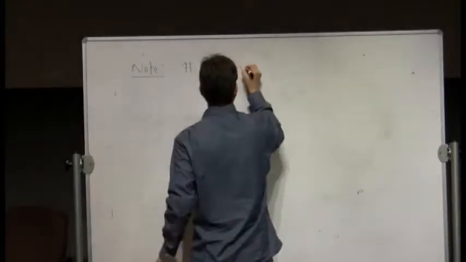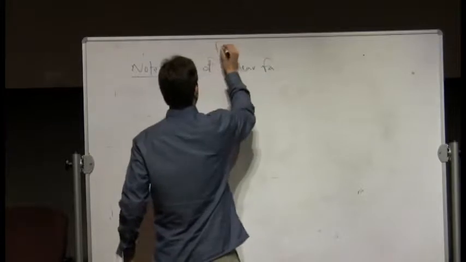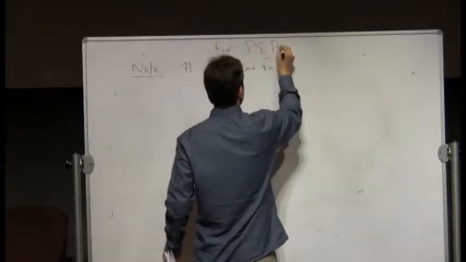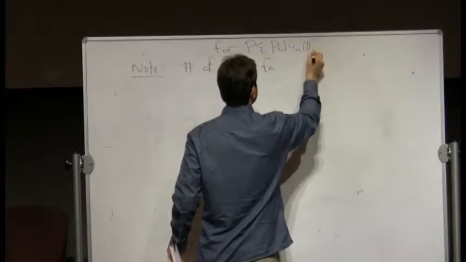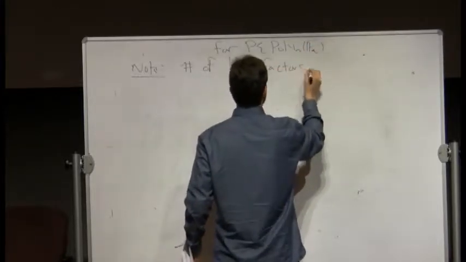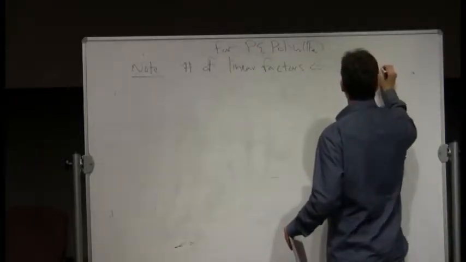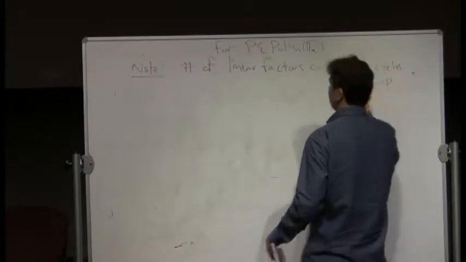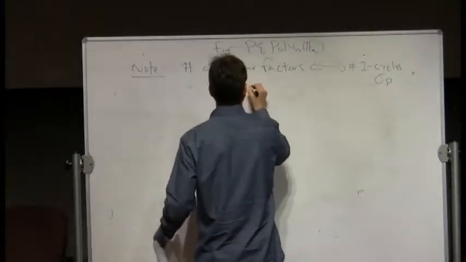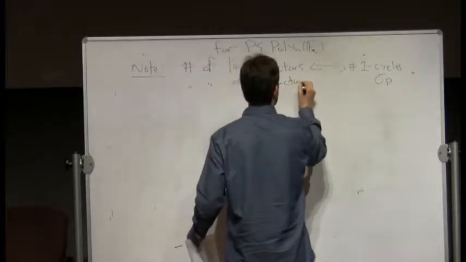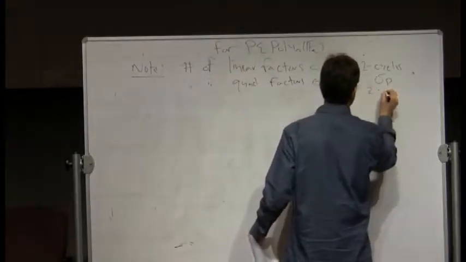So note the number of linear factors. For a polynomial P over Fq, the number of linear factors corresponds to the number of one cycles of the permutation sigma P. The number of quadratic factors corresponds to the number of two cycles, right?